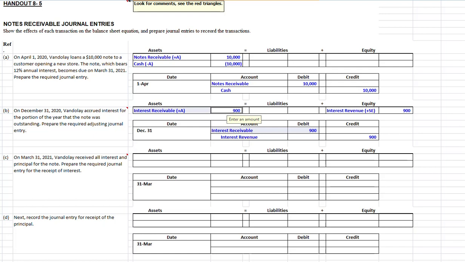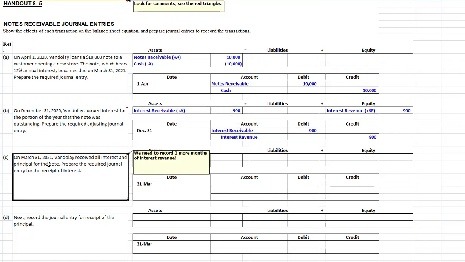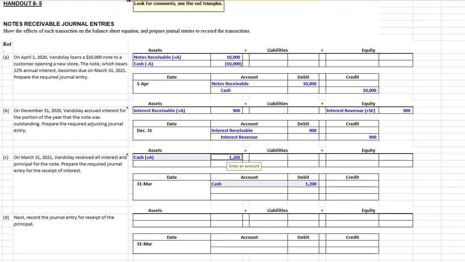Then on March 31st, 2021, we're going to receive payment for both principal and interest. We're going to do this in two different or separate journal entries. In this first journal entry, we're going to record the receipt of the $1,200 in interest on the note. So we're going to get $1,200 in cash.